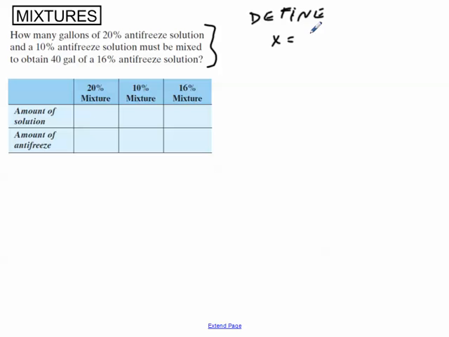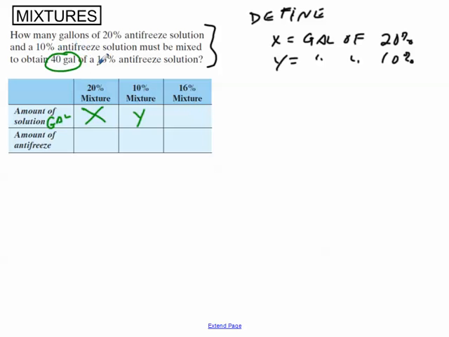So we need to define x equals gallons of 20%. Y equals gallons of 10%. So we can start with our two solutions, and we could say, well, we know I got x gallons of 20% solution. We could say this is y gallons of 10% mixture, and we know that this, they're telling us, is 40 gallons of a 16%, so 40 goes in here.